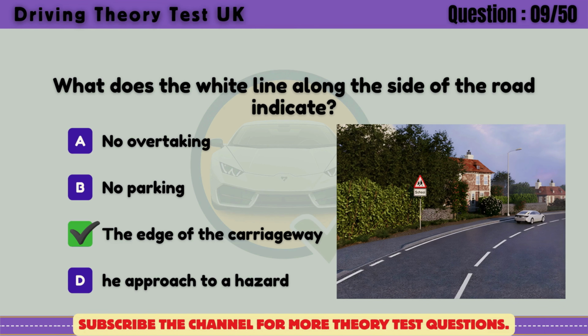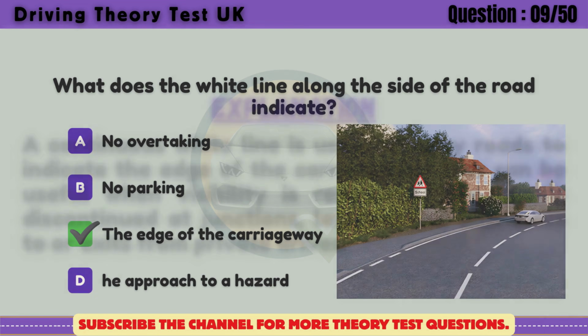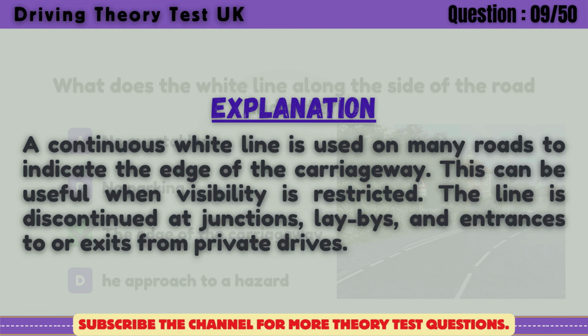Answer is C. The edge of the carriageway. A continuous white line is used on many roads to indicate the edge of the carriageway. This can be useful when visibility is restricted. The line is discontinued at junctions, lay-bys, and entrances to or exits from private drives.